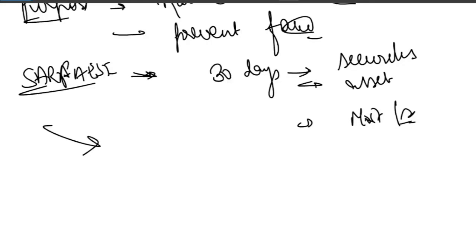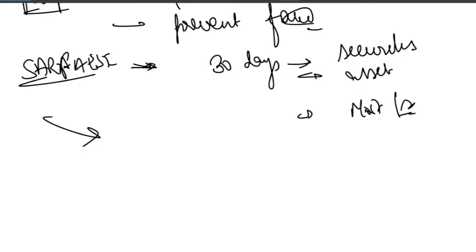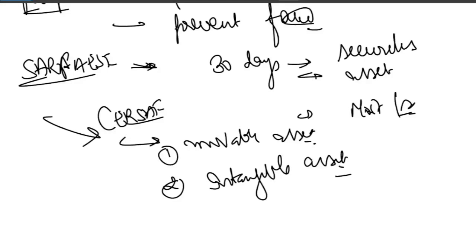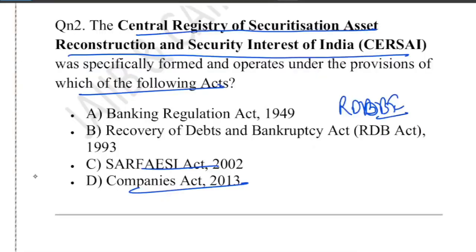Earlier, immovable property was registered in the mortgage only. Earlier this CERSAI registration included only immovable property, but now it includes movable assets also, like vehicles and machinery. It includes intangible assets also. So the scope has widened, right? Intangible assets like receivables and book debts have been included. So remember, there's a trick. The correct answer to this question obviously is option C.